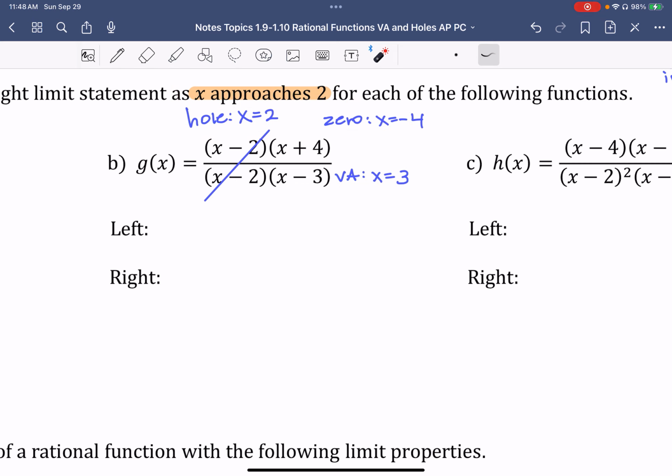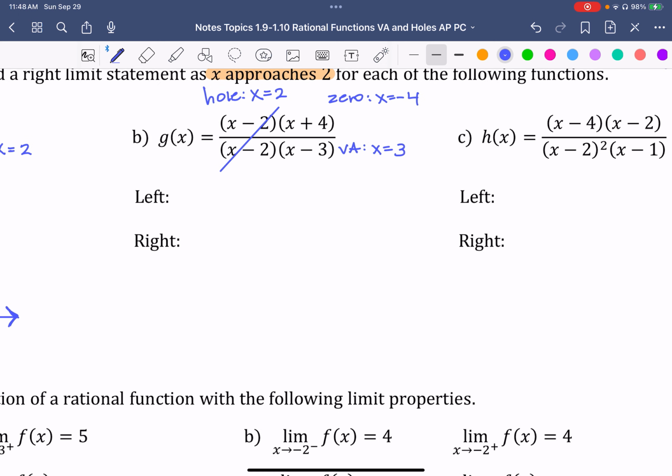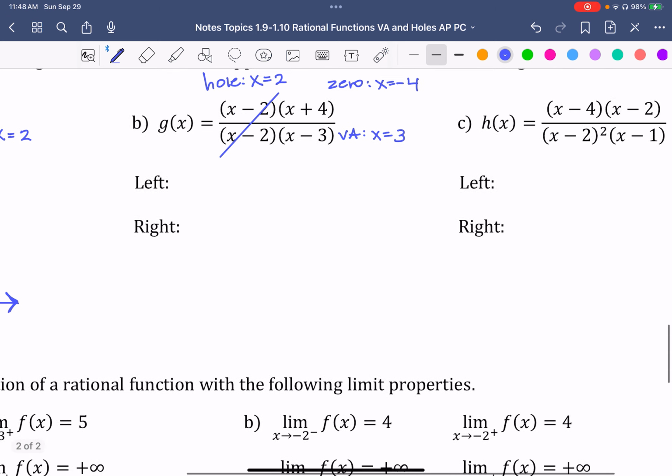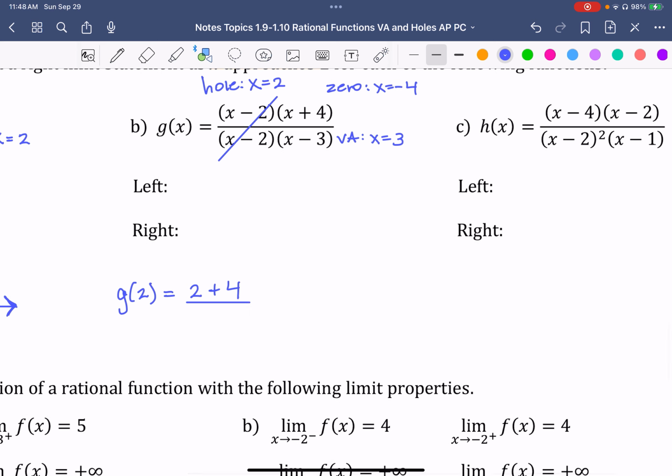If the question had said as x approaches 3, then I would be choosing this one and not that one or this one because they don't have the same number. But for this one, we're going to use 2, which is the hole. Now remember, for the hole, the limit is a number, and that number is the y-coordinate of the hole. So how can we figure out what the y-coordinate is? All you have to do is plug the hole back in. So we have g of 2, and now you're not going to plug it back into the factors that you canceled out. Okay, so now we have 2 plus 4 divided by 2 minus 3.